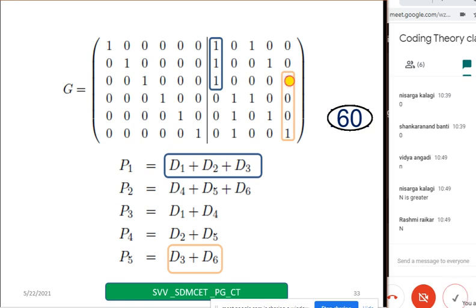Which one am I taking now? This is D3, 4 is not there, 5 is not there, D6: D3 plus D6. So if equations are given, you should be able to write a parity matrix, or if a parity matrix is given, you should be able to write the equations. Copy down. The matrix is already with you. Write down this P1 equals, P2 equals, and learn how to write the matrix form if P1, P2 are given, or if a matrix is given, how to write P1, P2, P3.